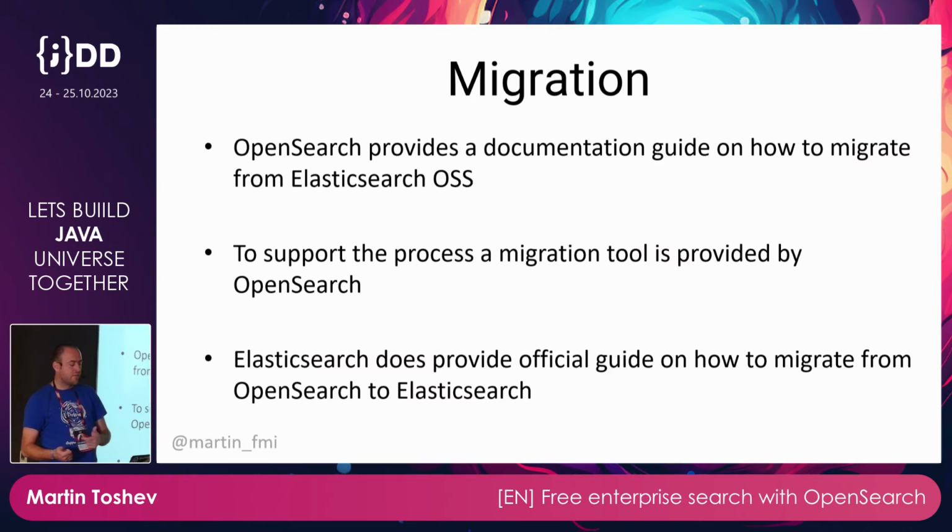Elasticsearch, however, doesn't provide a guide on how to migrate from OpenSearch to Elasticsearch, because it's less likely that someone already using OpenSearch for some reason may want to migrate to Elasticsearch. If they want to, they can do it, but it's not of interest to Elasticsearch to provide such a migration path.